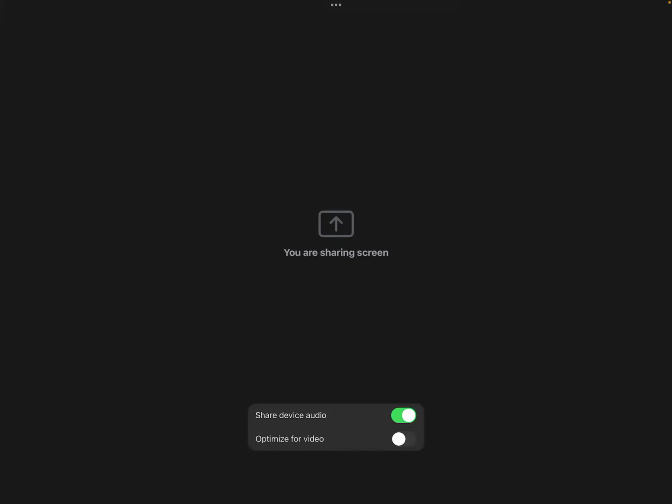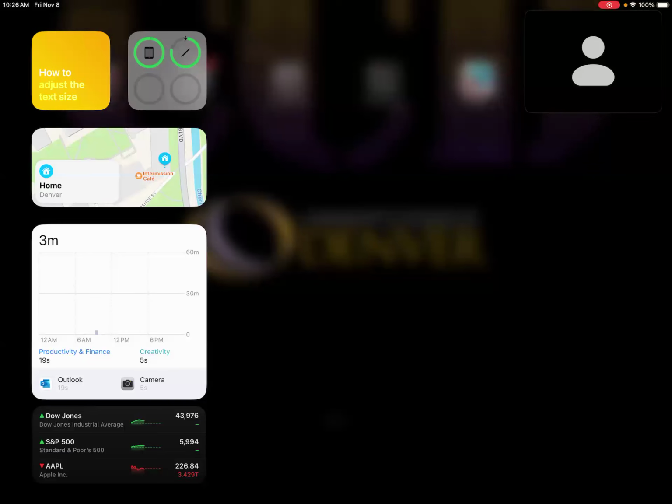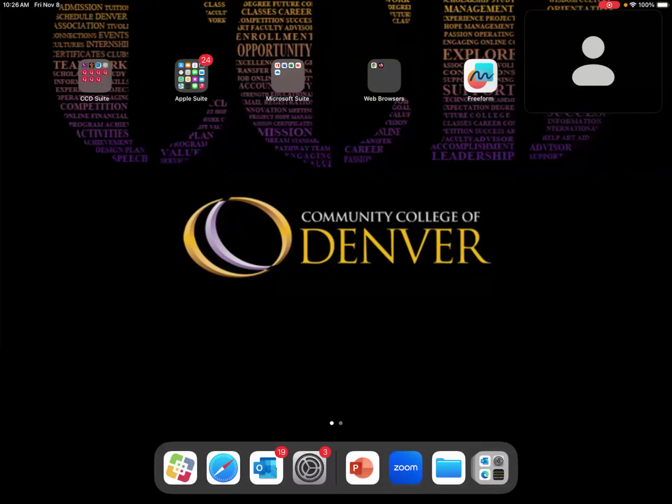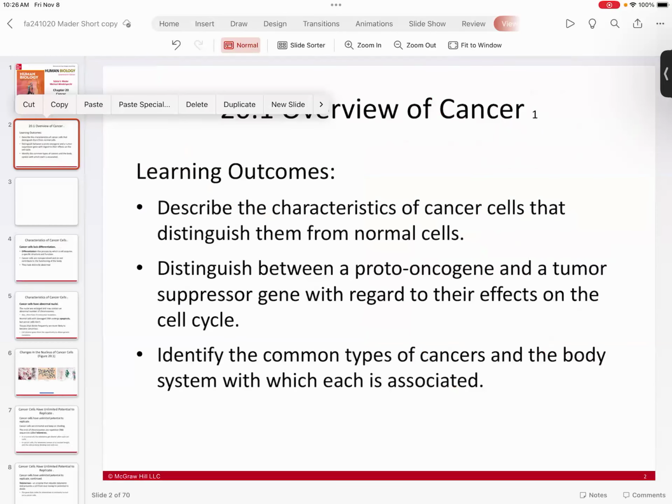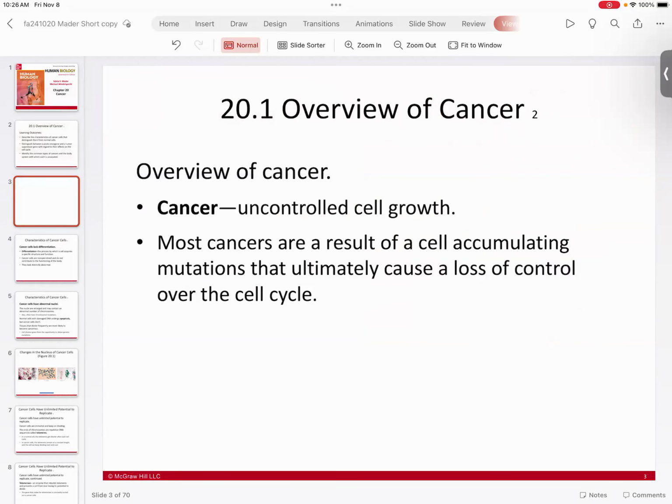Okay, so this is chapter 20. We're going to be looking at cancer. So, first of all, we'll start ourselves off with a bit of an overview.